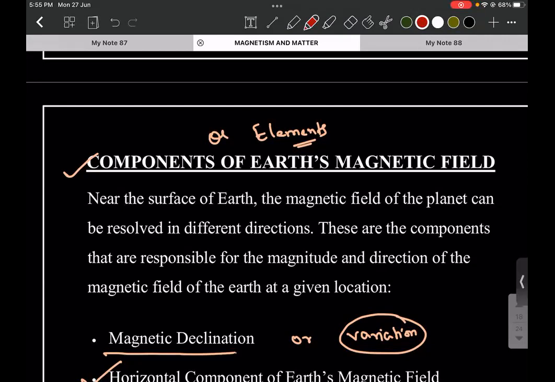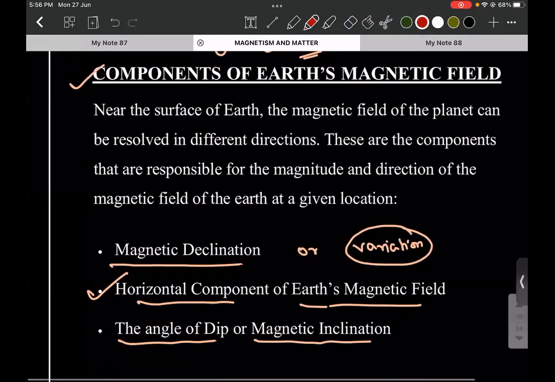Okay, which is called one of the components of Earth's magnetic field. First, let me read this out. Near the surface of Earth, the magnetic field of the planet can be resolved into different directions. Resolved means you can break it into rectangular components in different directions. These components are the ones responsible for the direction and magnitude of the field at that particular point.